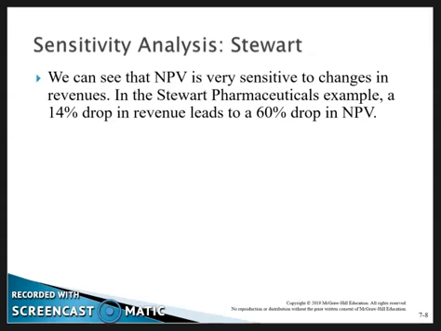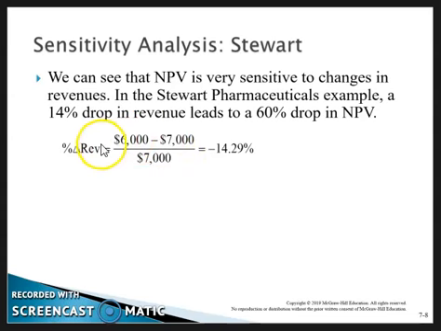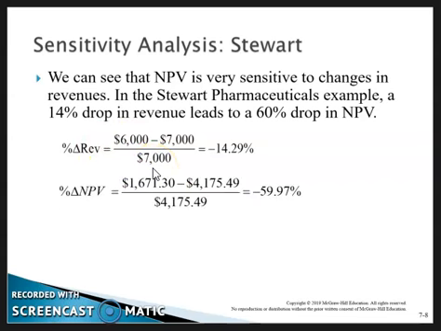So, the sensitivity analysis. The project, if we look at it, we can see that it's very sensitive to a price drop, which would directly lead to a revenue drop. So, for example, a 14% drop in revenue would lead to a 6% drop in NPV. So that 14% drop is just a $1 billion decrease in revenue, or a 14.29% loss of revenue.